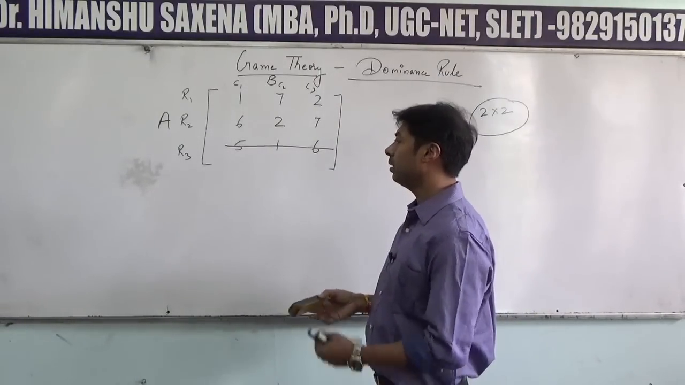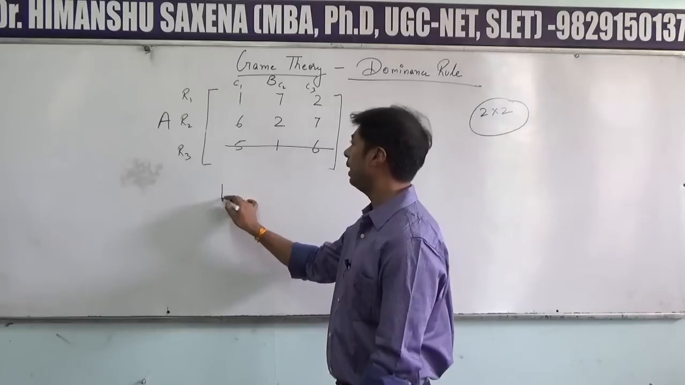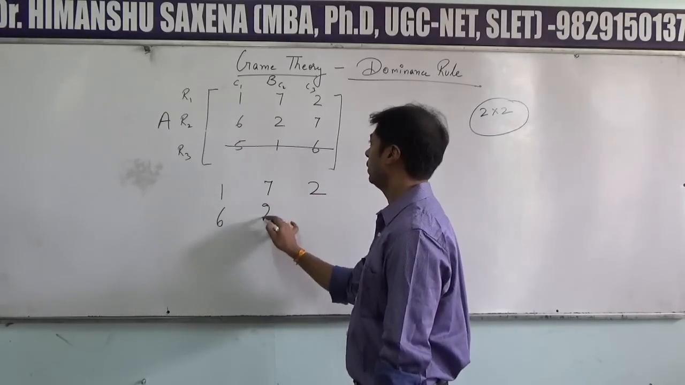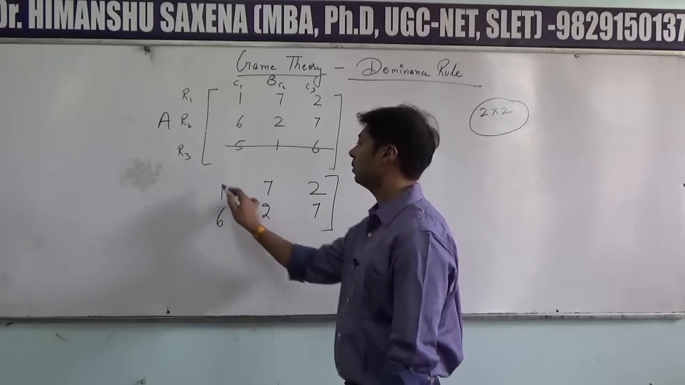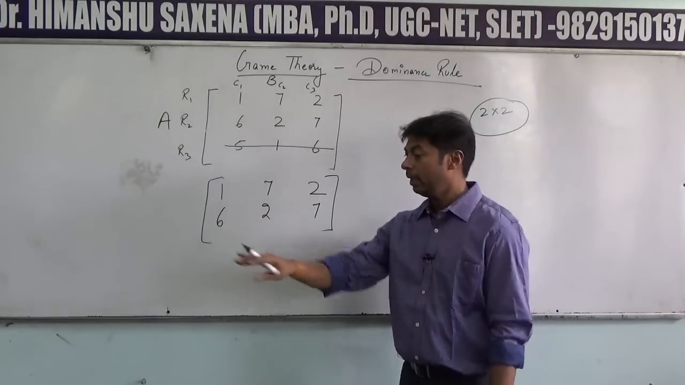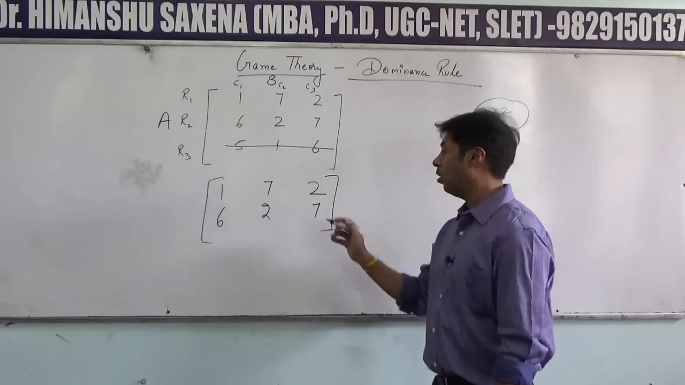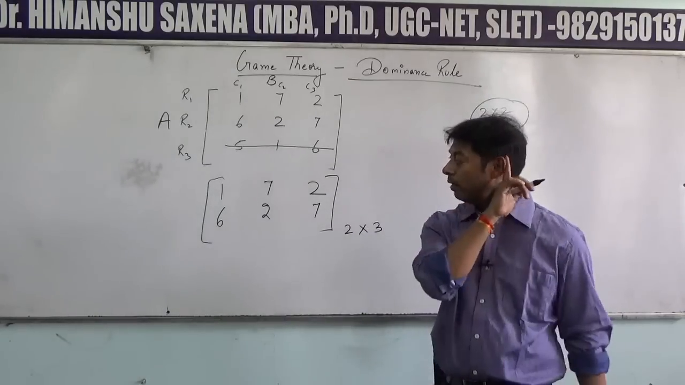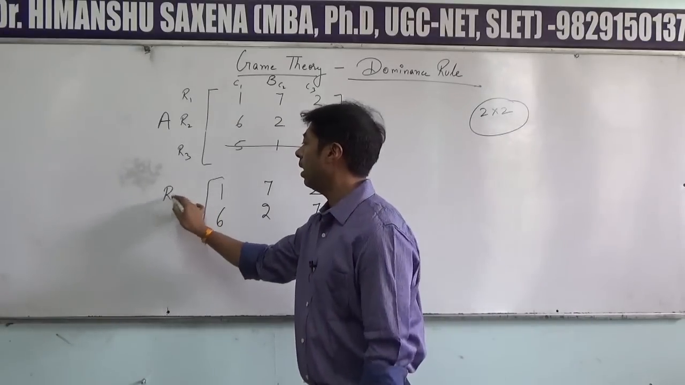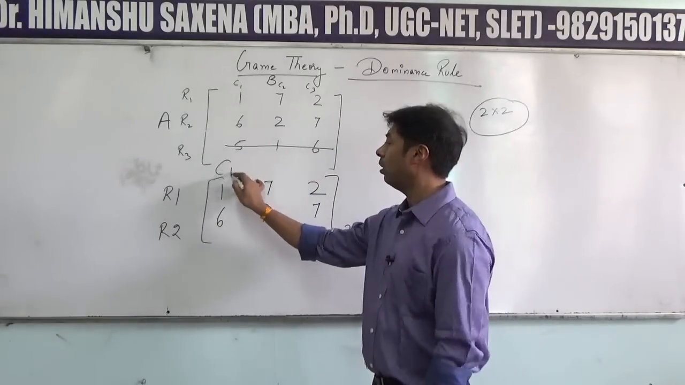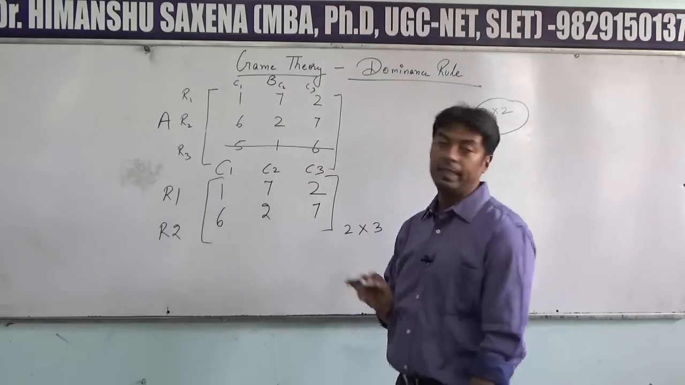Now after deleting the third row, the rest of the game has to be taken down once again. We are left with 2 rows, right? Now the order of the game is 2 cross 3. Why 2 cross 3? Because there are only 2 rows left, while the number of columns is 3.